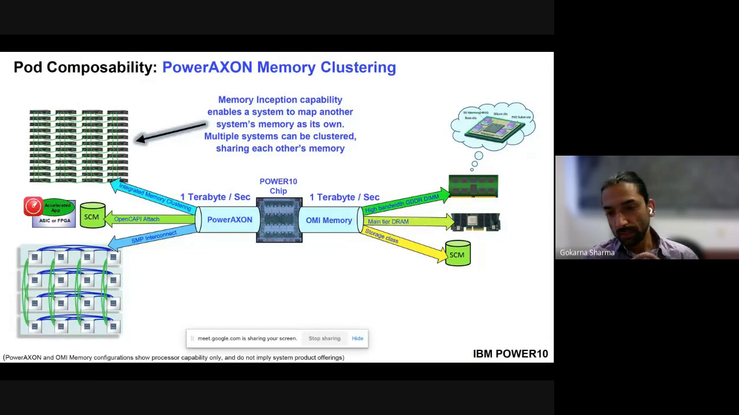Basically, when you are able to map that, then what you can achieve is clustering. Let's suppose there are different systems, different processing cores available in different processing nodes, and they have their own memory. Now you can map that memory and cluster it. So multiple systems can be clustered, sharing each other's memory. You can also provide communication similar to the single chip module kind of connection that you did. Here again, you have rows and columns.